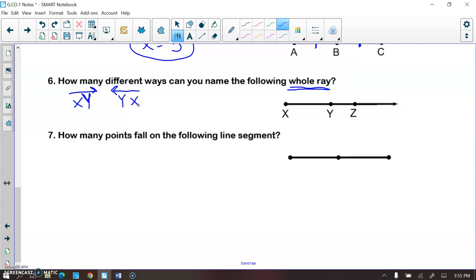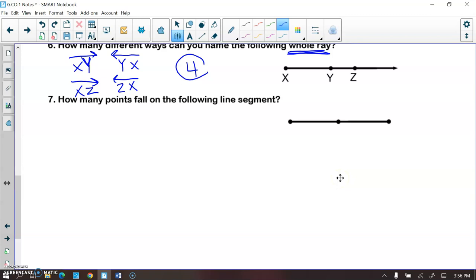That Y needs to be attached to the arrow because it's closest to the arrow on the diagram. Your endpoint is always attached to the endpoint of your ray name. This could also be named ray XZ or ray XZ like this. You still say it's ray XZ even though it looks like it's backwards. And that's it. We cannot say ray YZ because I wanted the name of the whole ray, and the whole ray starts with endpoint X. So 4 different ways to name that ray.